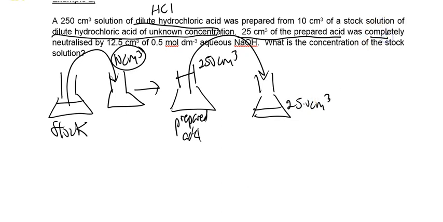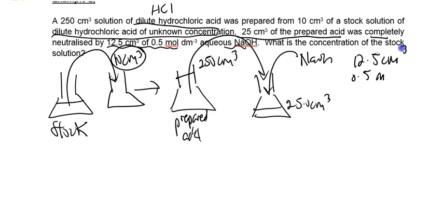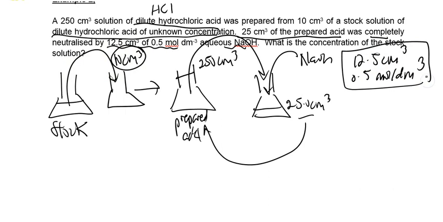It is neutralized by so much sodium hydroxide. So I add in NaOH, and 12.5 cm cube of 0.5 mole per dm cube NaOH can react away all of my 25 cm cube of prepared acid. So what is the concentration of the stock solution? We work backwards from here. So what can we calculate? We can calculate the number of moles of sodium hydroxide used.